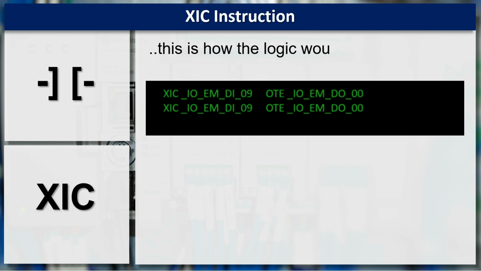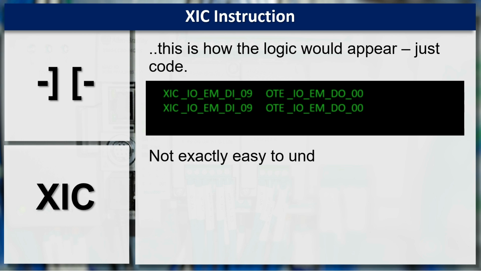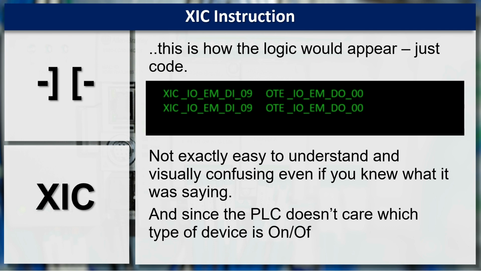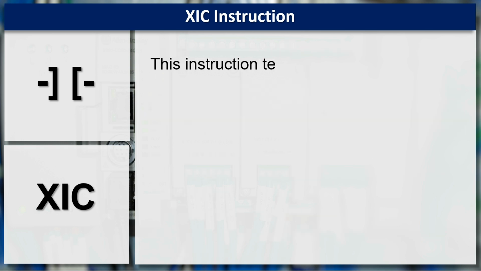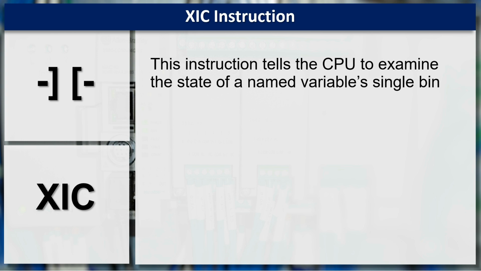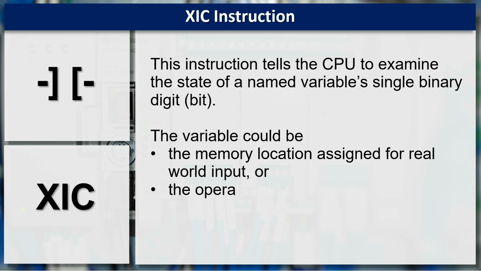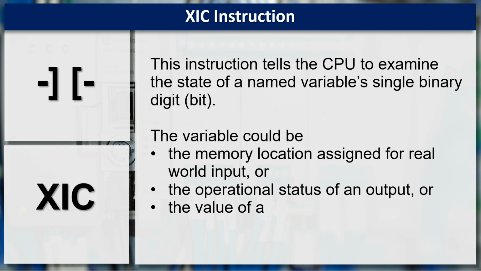this is how the logic would appear. Just code. Not exactly easy to understand and visually confusing, even if you knew what it was saying. And since the PLC doesn't care which type of device is on or off, well, a simple contact was chosen. This instruction tells the CPU to examine the state of a named variable's single binary digit. The variable could be the memory location assigned for a real-world input, or the operational status of an output, or the value of an internal memory location.